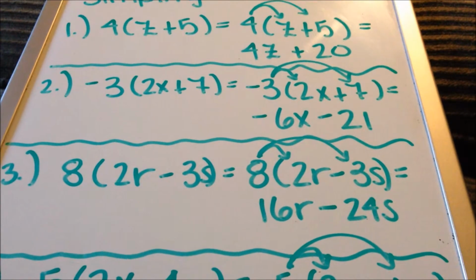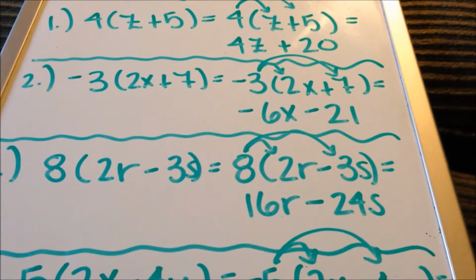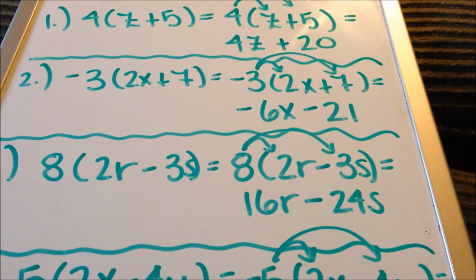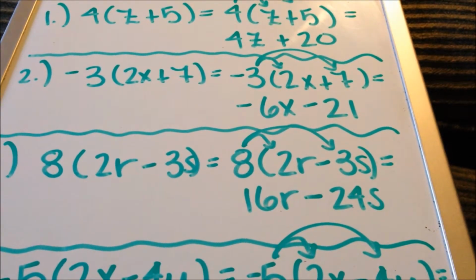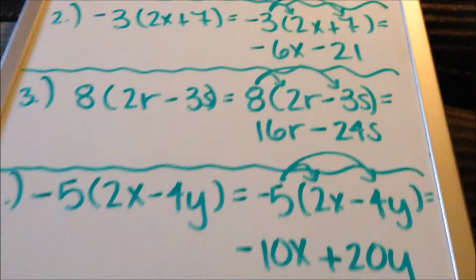For number 3, we have 8 times the quantity 2r minus 3s. So let's distribute 8 to both the 2r and the negative 3s. We have 8 times 2r, which is 16r, and 8 times negative 3s, which is negative 24s. Our final answer is 16r minus 24s.